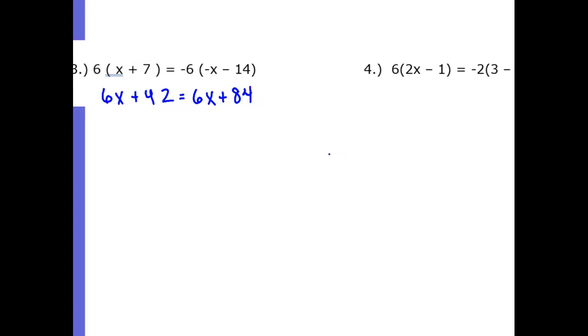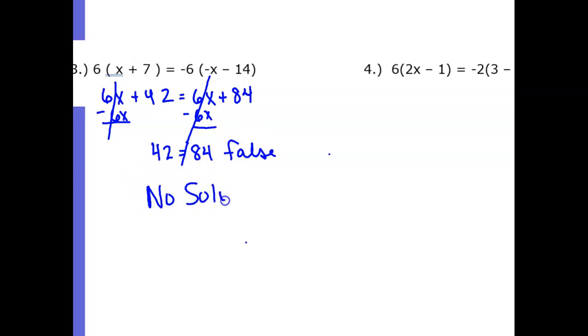All right, so when I move my variable, I'm going to subtract 6x from both sides. And again, the 6x's cancel out, and we're left with 42 equals 84. Well, that's a false statement, so we know there's no solution because 42 does not equal 84.